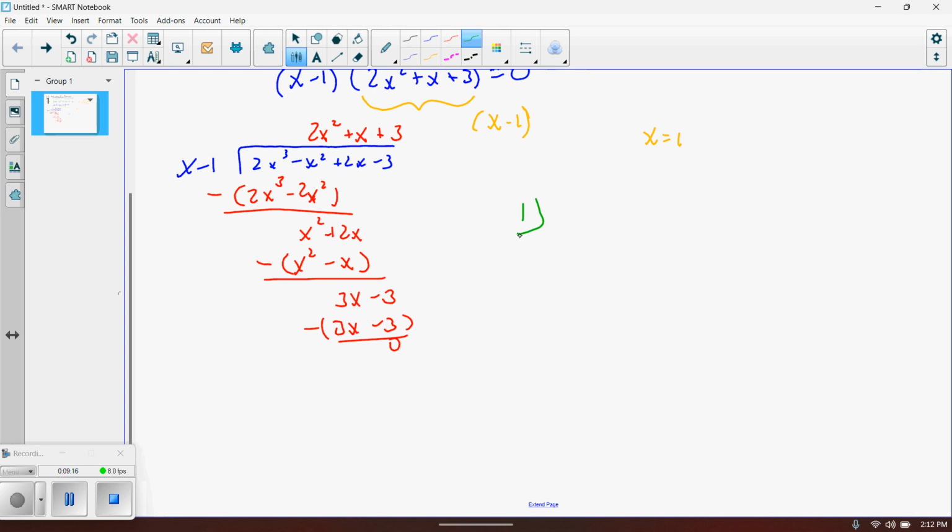Then what you do is you write the coefficients of the polynomial that you're dividing. So that would be a 2, a negative 1, a 2, and a negative 3. And then I put a little bar down here.